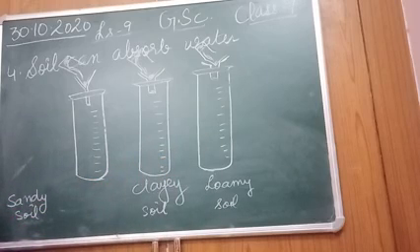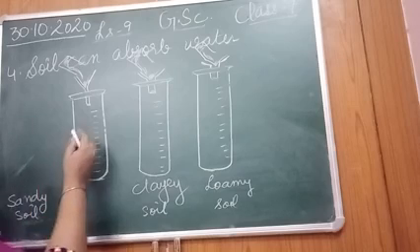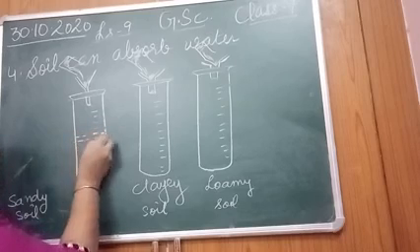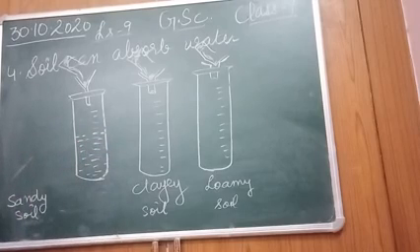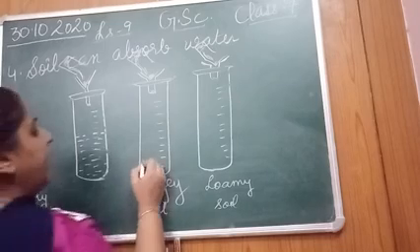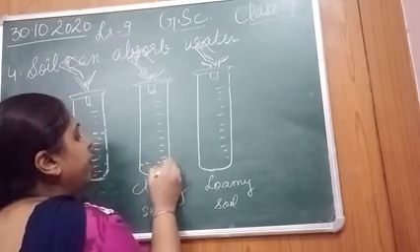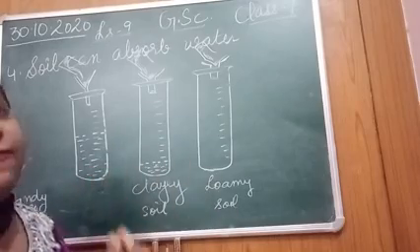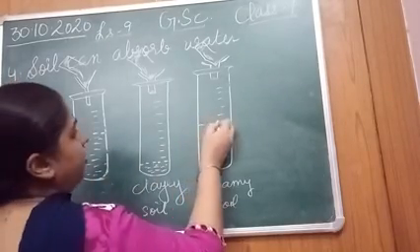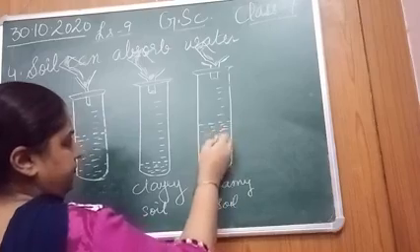Right? After some time, you have to check the volume of water. What you will see, maximum water is present where you have added sandy soil. Right? And in case of clay soil, very less amount of water is collected. And in case of loamy soil, an average amount of water gets collected, in between both.